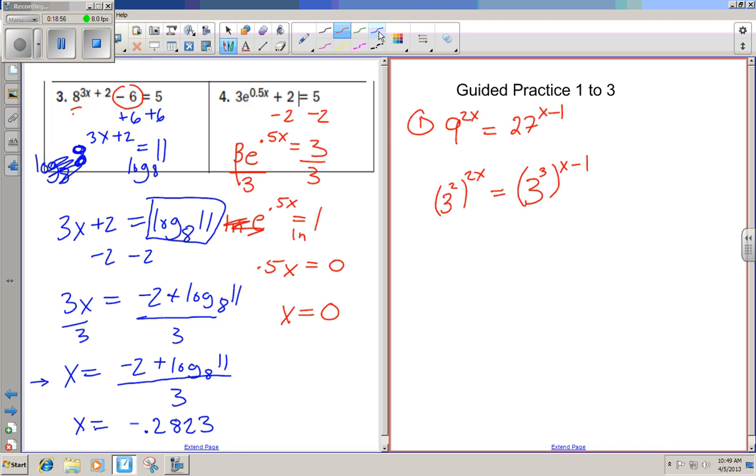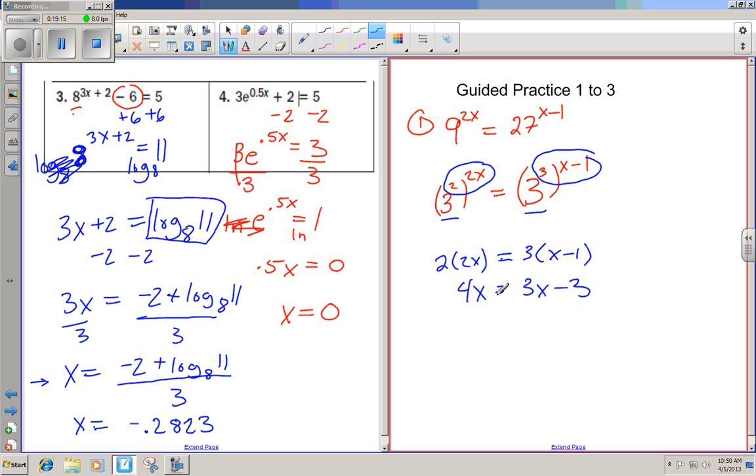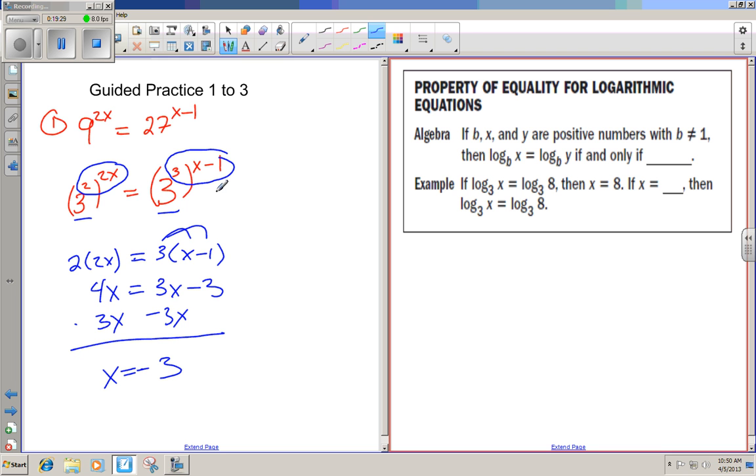And now what we have is the same base. Therefore, these exponents have got to be the same. 2 times 2x equals 3 times x minus 1. So that becomes 4x. This is 3x minus 3 because you distribute the 3 into the parentheses. We subtract 3x from both sides, and you get that x equals negative 3. This is how this is set up.